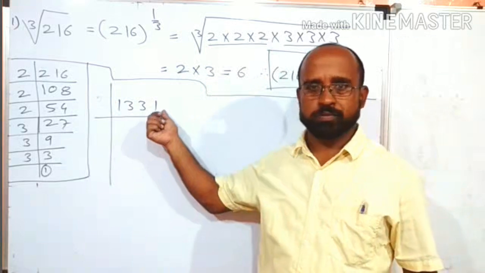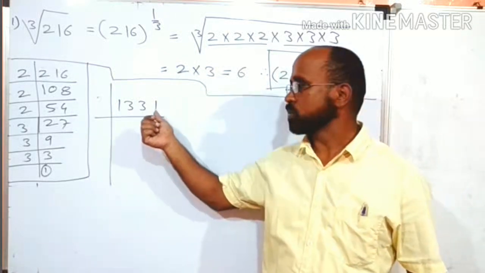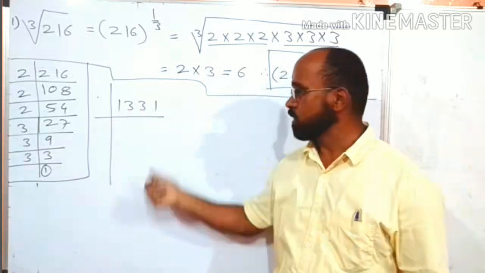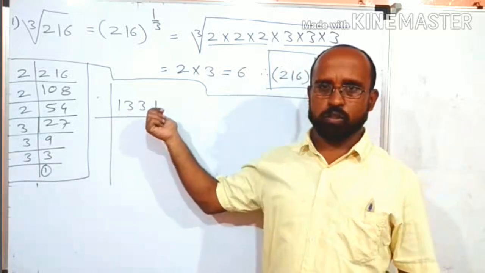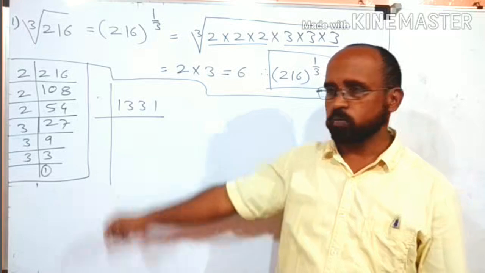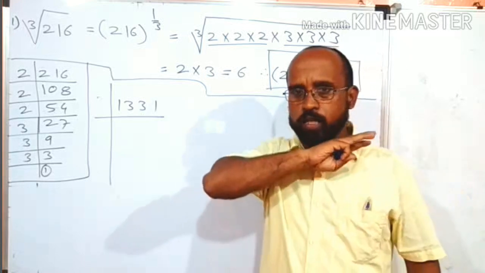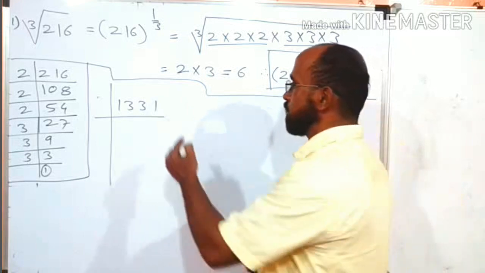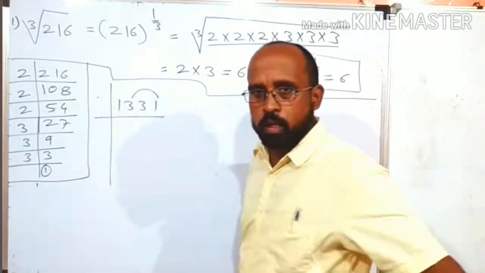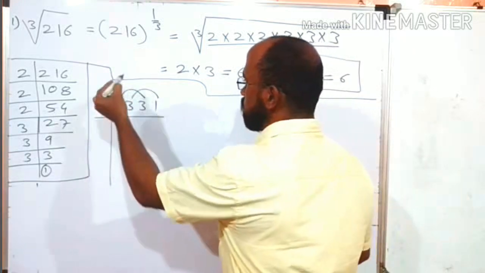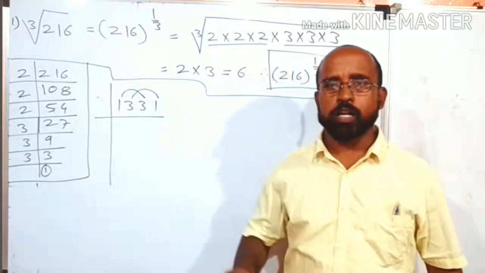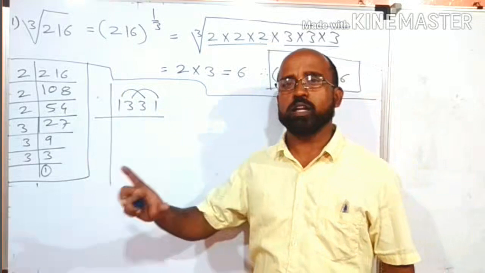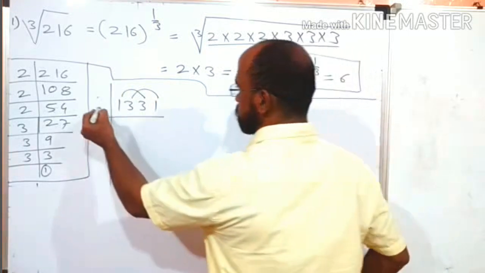Ending with 1, so not divisible by 2. Addition 3 plus 3, 6, 7, 8, not divisible by 3. Ending with 1 means not ending with 0 or 5, so not divisible by 5. Not divisible by 2, 3, 5. Is it divisible by 11? See the alternate numbers. 3 plus 1, 4. 3 plus 1, 4. 4 minus 4, 0. So it is divisible by 11. So let's divide it by 11.